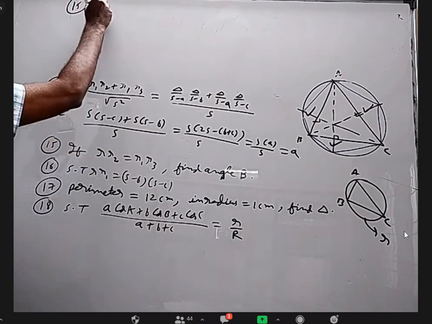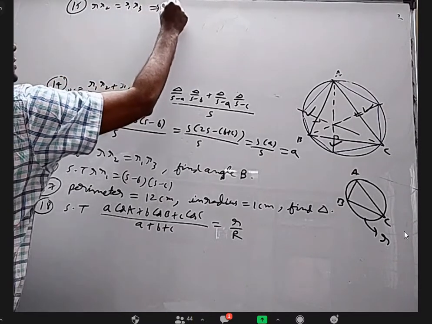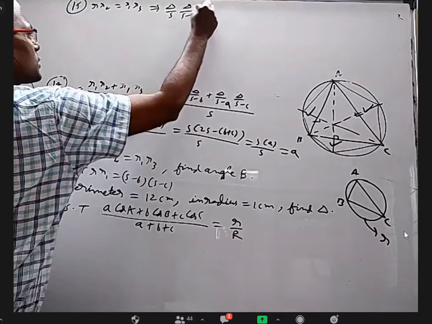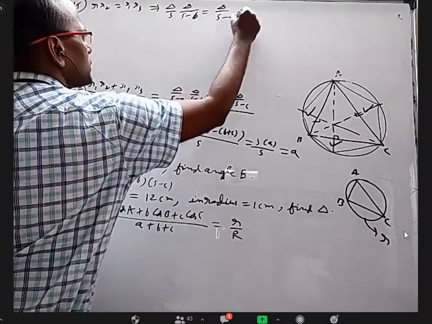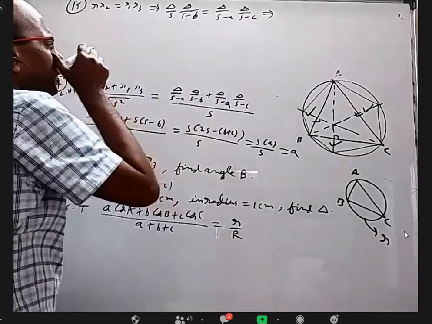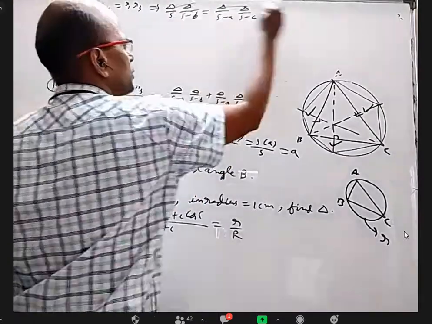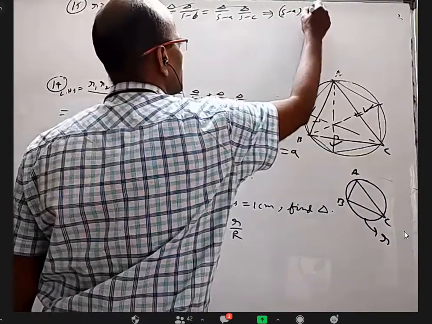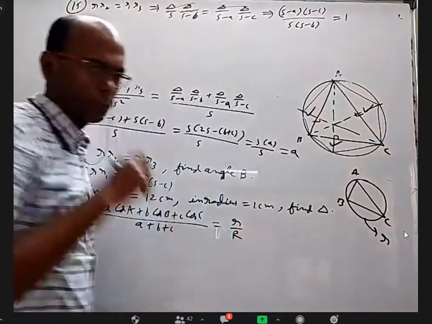Question 15, they gave R2 is equal to R1 R3. This is delta by S, this is delta by S minus B, this is delta by S minus A, this is delta by S minus C. If we cancel delta, bring this to numerator, you will get S minus A into S minus C by S into S minus B equal to 1.